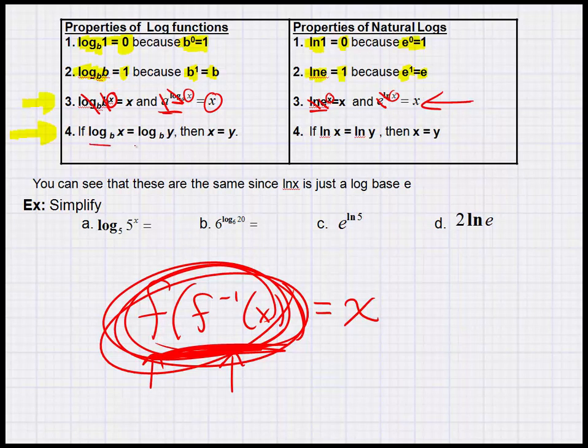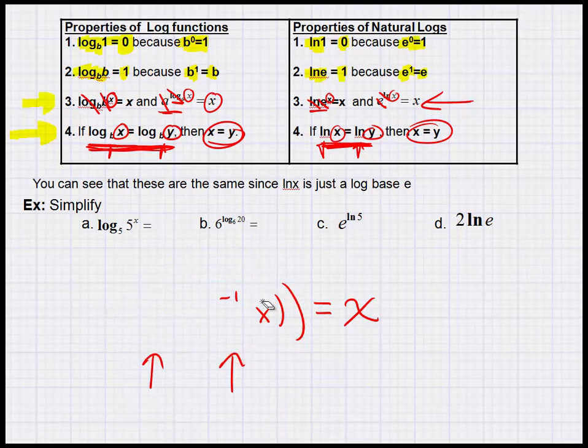This next one's called the one-to-one property. Logs and exponentials are one-to-one functions. So what that means is that if I have two logs that are equal to one another and the bases are the same, well then the things inside the logs also have to be equal to one another, since it's a one-to-one function. Same thing here. If I have two logs that are equal and the bases are the same, being that they're both natural logs, the things inside the logs have to be equal.